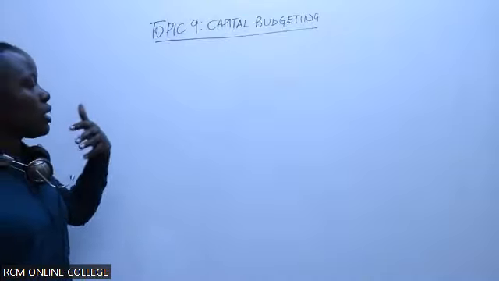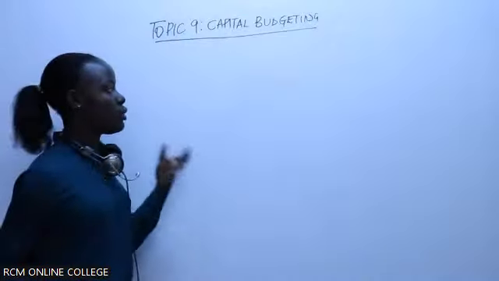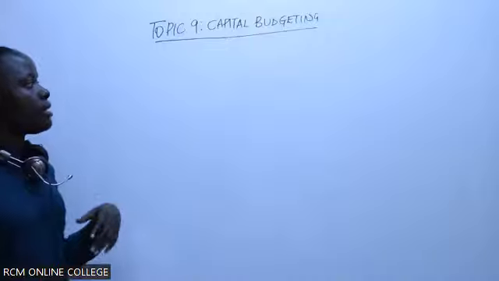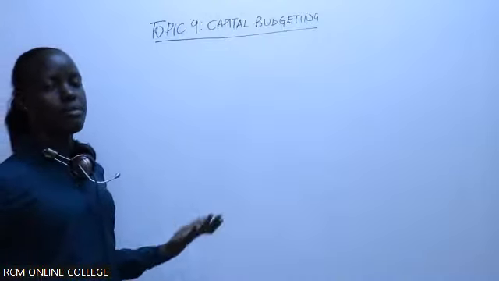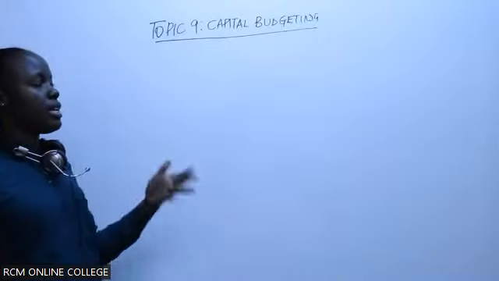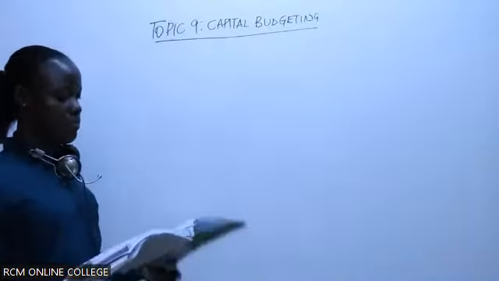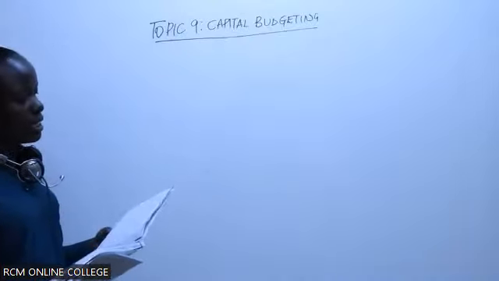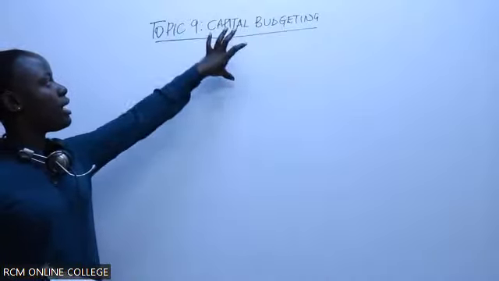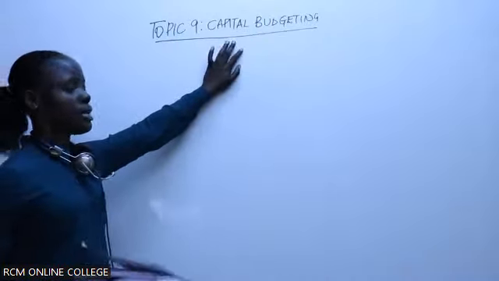You need to know how to calculate the average rate of return or the accounting rate of return. Secondly, you need to know how to calculate the payback period, then the net present value, internal rate of return, and finally the profitability index. Those are the main calculation parts that you're going to tackle under capital budgeting.